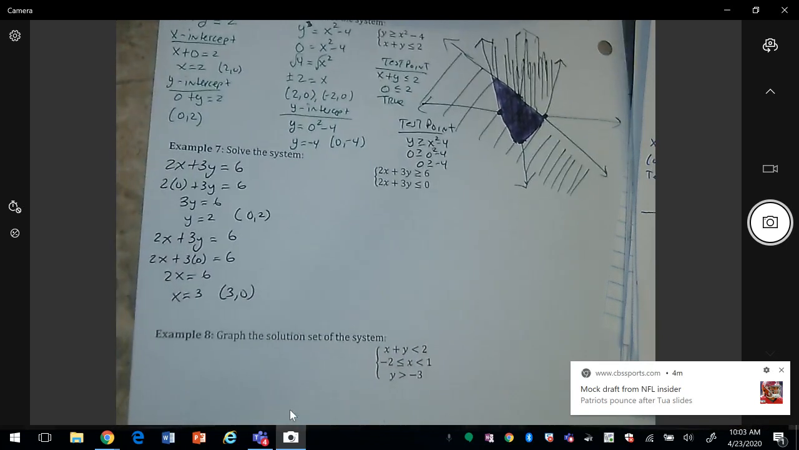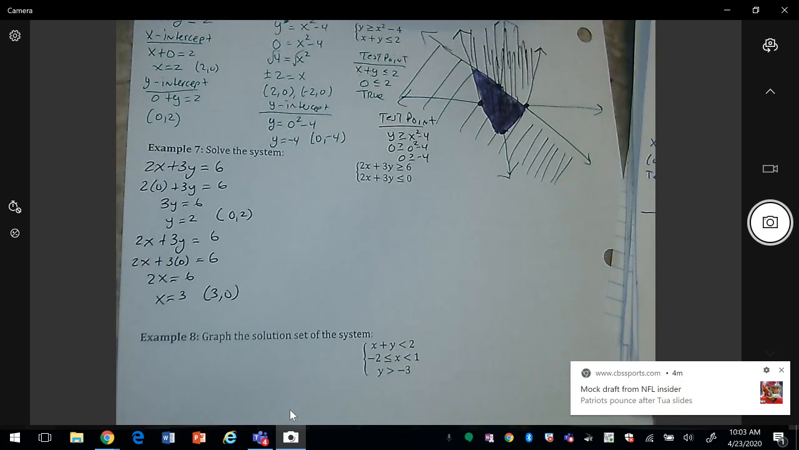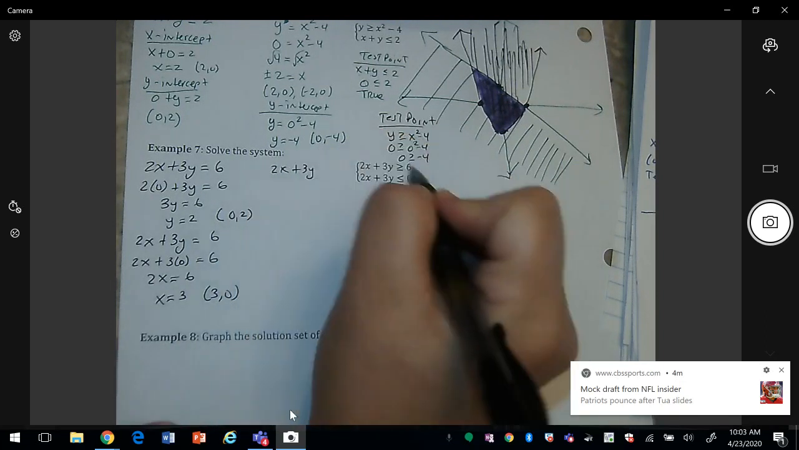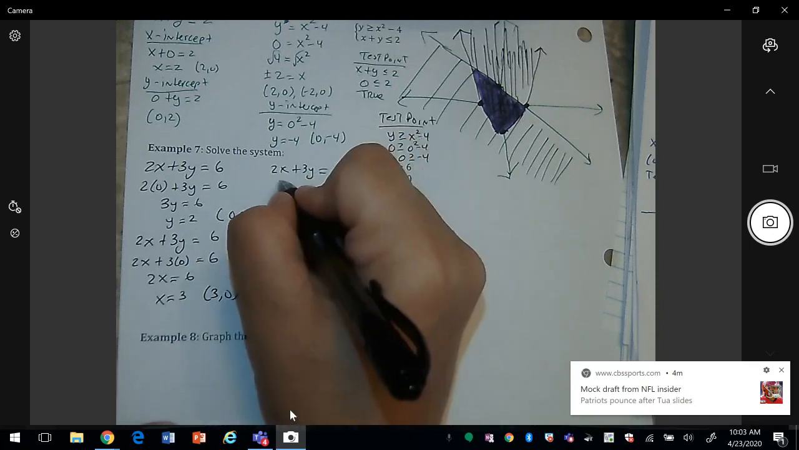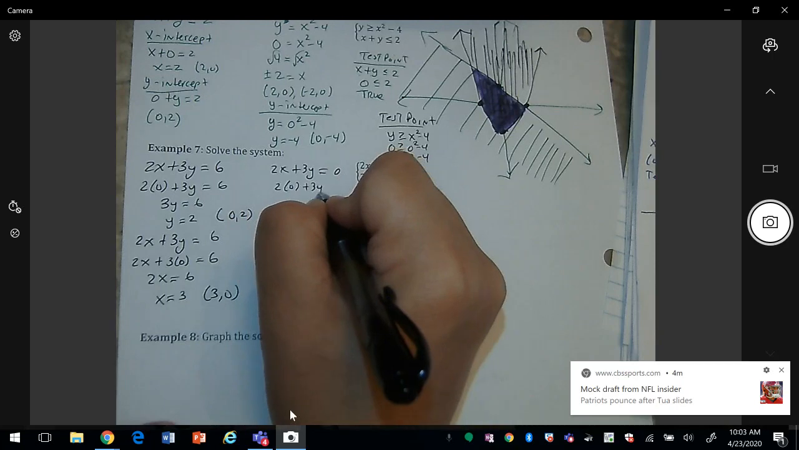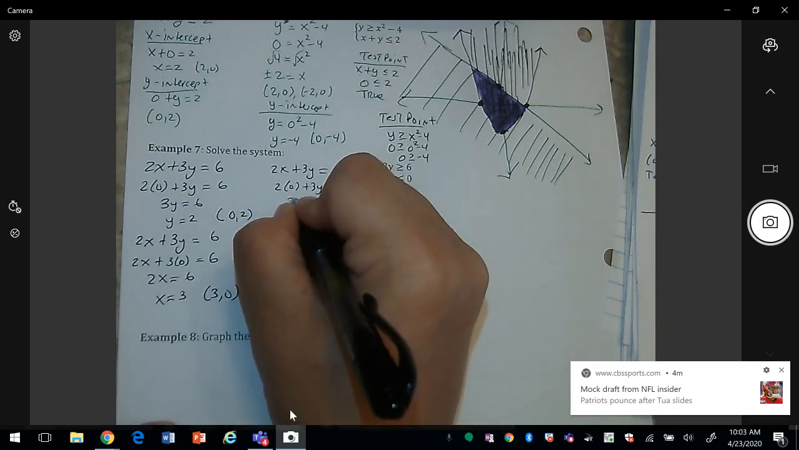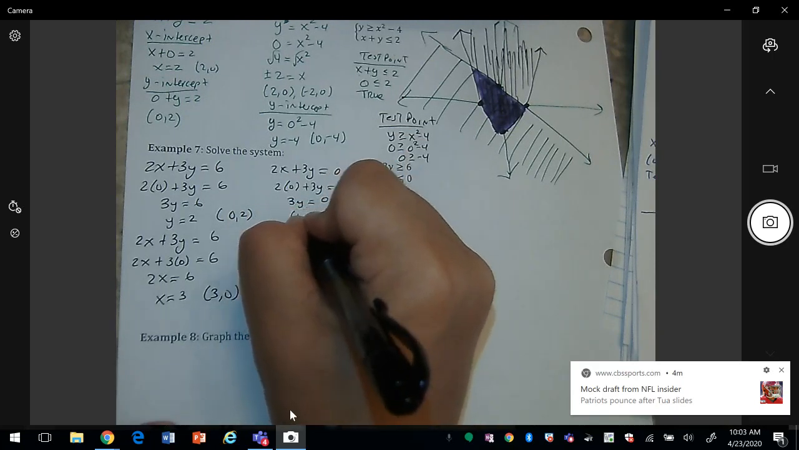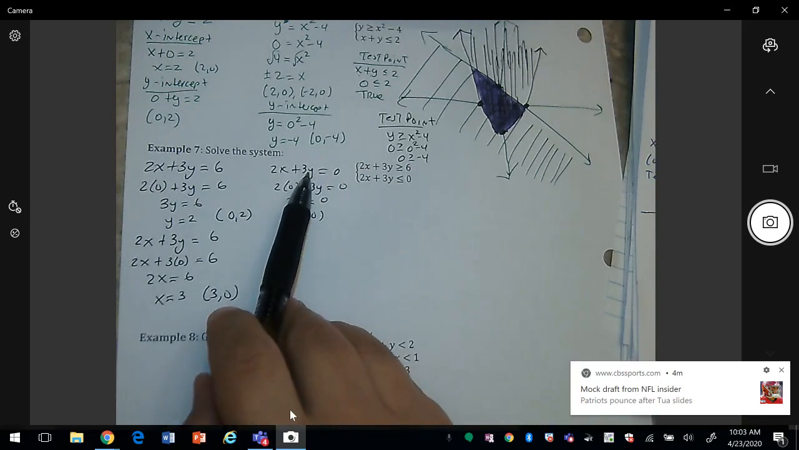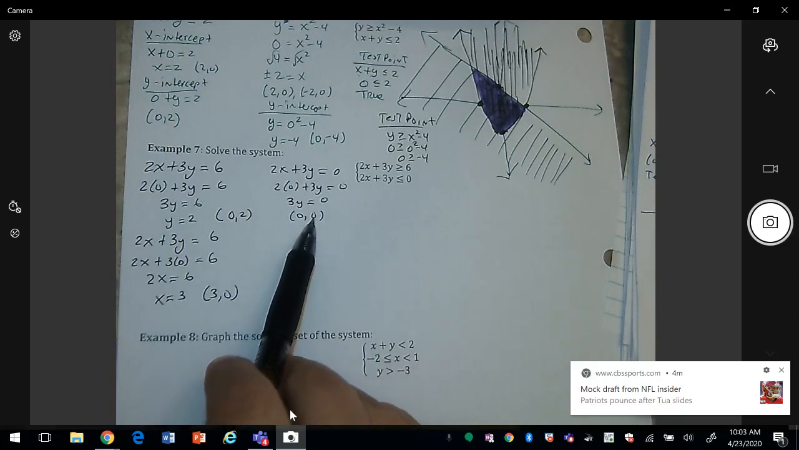Okay, so that's going to be our points for the first line, and then we can do the same for the second line. If x is 0, then we get 3y is equal to 0. Notice here if y is 0, we're going to end up with the same point. So we do need an additional number.